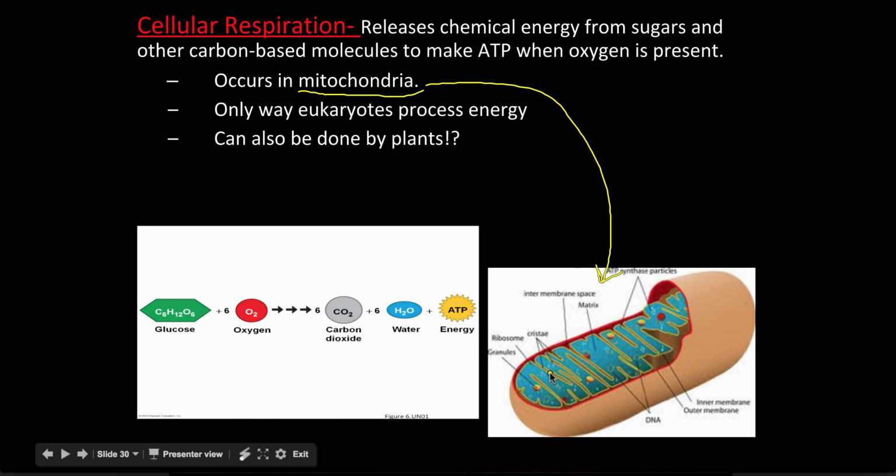It's got an inner and outer membrane. It's a membrane-bound organelle, just like some of the other ones we were talking about, but really important in releasing this and creating this ATP molecule. This is the only way eukaryotes can process energy, and it can also be done by plants. Like I said, plants can do this and sometimes have to do this when they don't have light energy available.